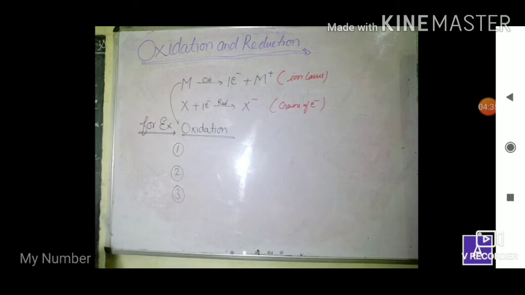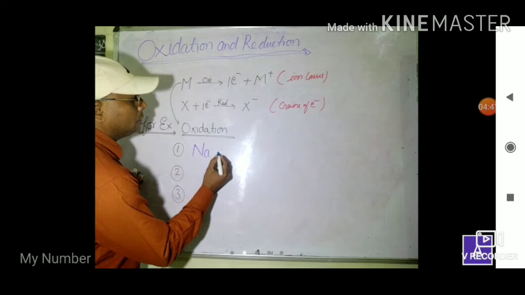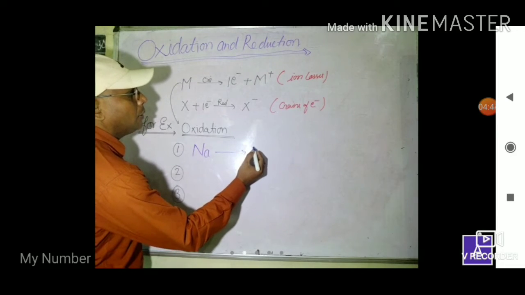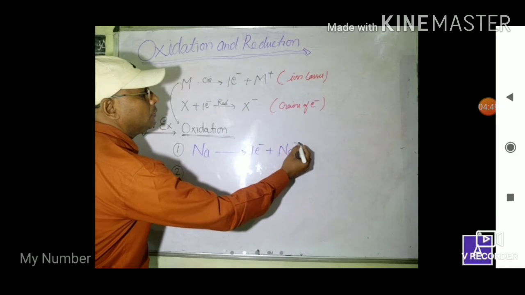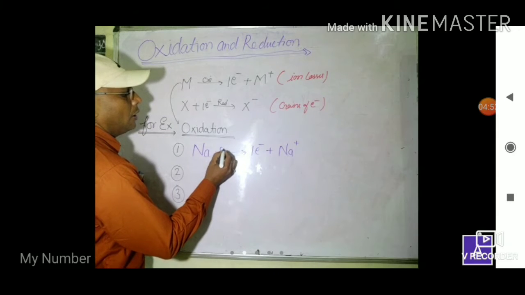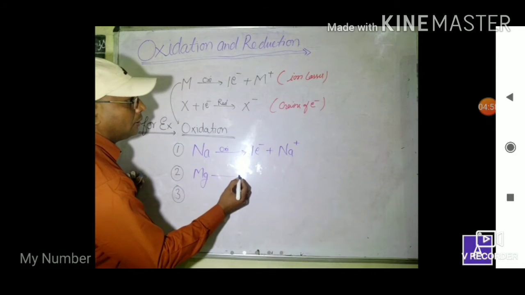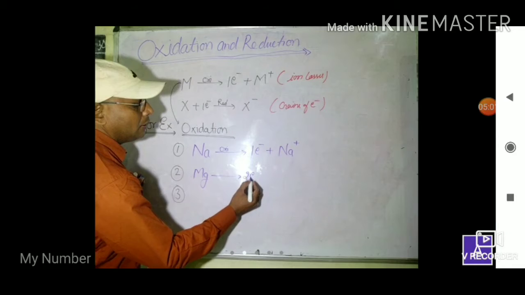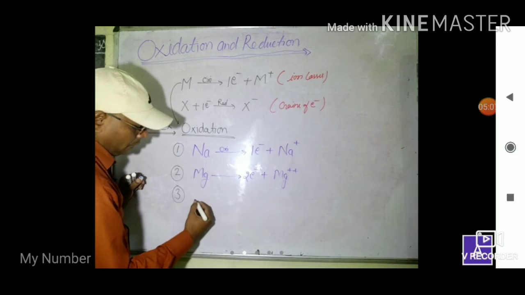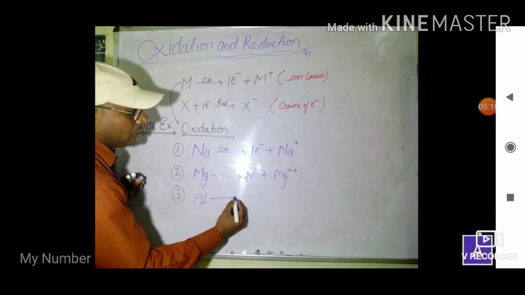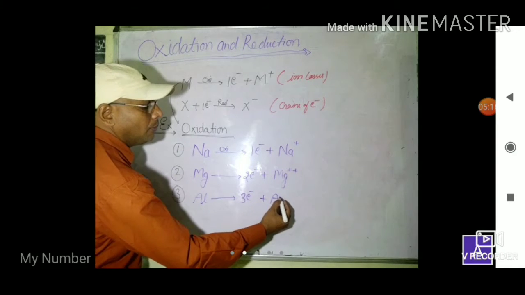Number one, oxidation. Any compound like sodium loses one electron and gets a positive charge. It is called oxidation. In the same way, magnesium loses two electrons and the charge of magnesium is +2. Aluminium loses 3 electrons and the charge of aluminium is +3.